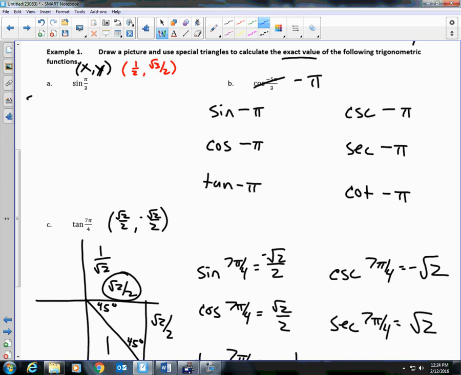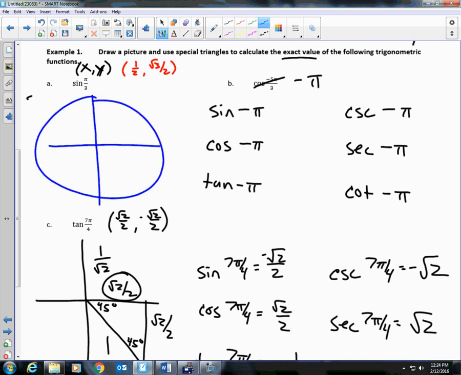Who can think of the terminal point for the angle negative pi? 180 is the degree. Negative 1, 0 is the terminal point. Because if you were to sketch the circle, think about it, negative pi brings you right here. And what is that coordinate on the unit circle? Negative 1, 0. Everybody see that? So do we need to draw a triangle? No, this is easy.